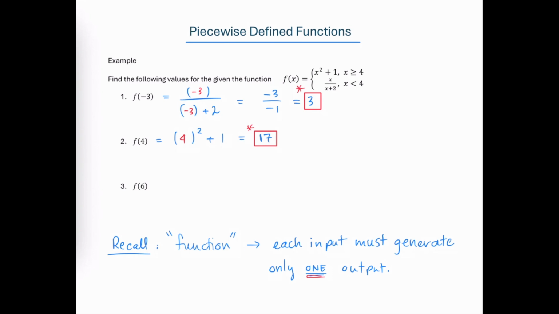Now let's do this once more for part 3. The x value that we're plugging in now is 6. 6 is greater than 4, and so again we're going to use the top piece to calculate the output value. So we copy down the top function, which is x squared plus 1, and we're going to plug 6 into the x variable. 6 squared is 36 plus 1 is 37, and this is the output that corresponds with the input, x is equal to 6.